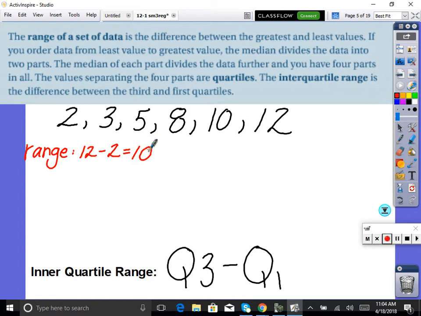Now it makes sense. Range is spread. If you start at 2 and end at 12, isn't this spread out over 10 units? Everybody understand what range is? What is this ranging between? 10 units. Okay, now, range is all good.